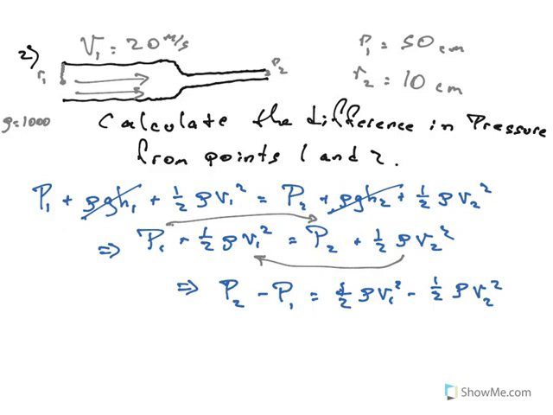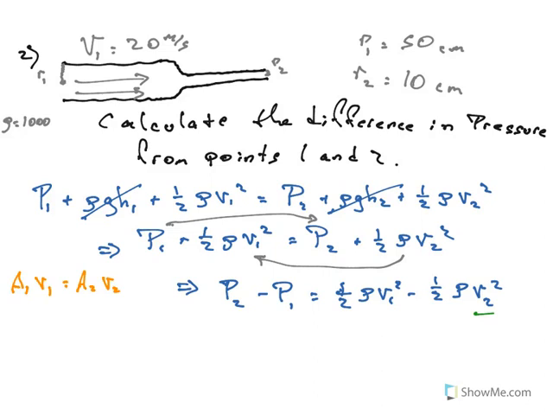The problem is I don't know what V2 is. I don't know the velocity in the second part of this pipe. I know the velocity of the fluid on the left, that's 20, but V2 I don't know. So I need to calculate it. Well, to calculate it, this is the continuity equation. It relates the velocity of the fluid to the size of the pipe. So I'm going to say A1 V1 equals A2 V2.